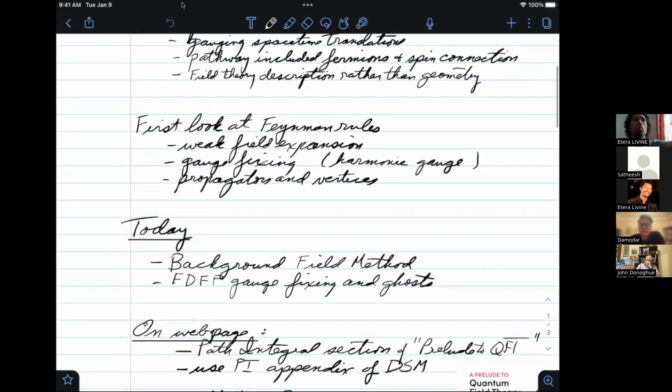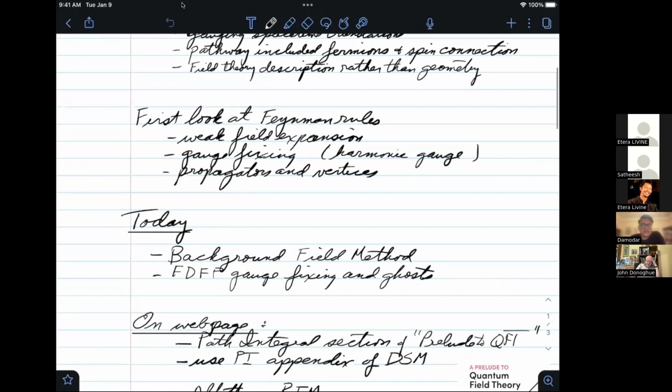We started to see the Feynman rules. I gave you some of them by doing weak field expansion. It gives you the propagators, simple vertices. Today we do this a little more seriously. There's two things. One is first the background field method.